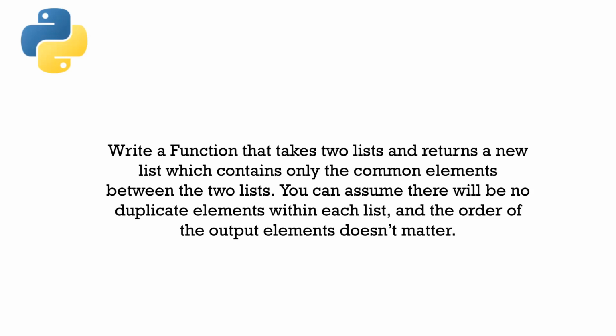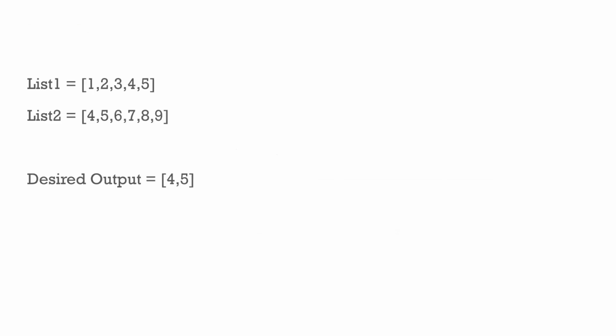and the order of the output elements doesn't matter. The important parts to consider are, first of all, that only the common elements need to be found, and also there will be no duplicate elements within each list, and order doesn't matter. So obviously for a list, usually order doesn't matter.